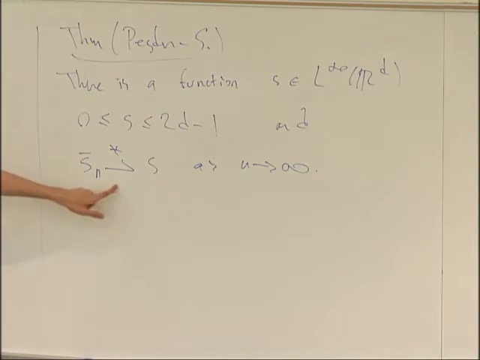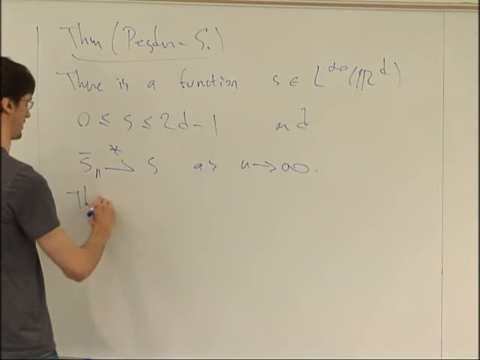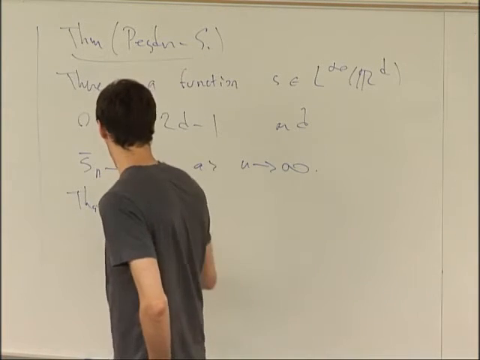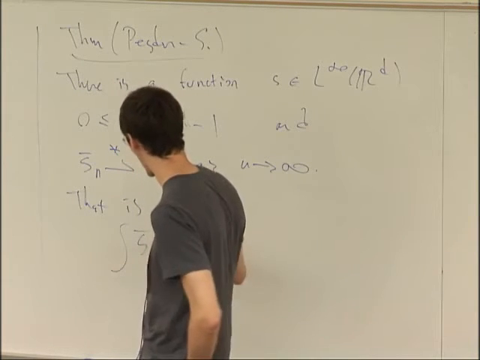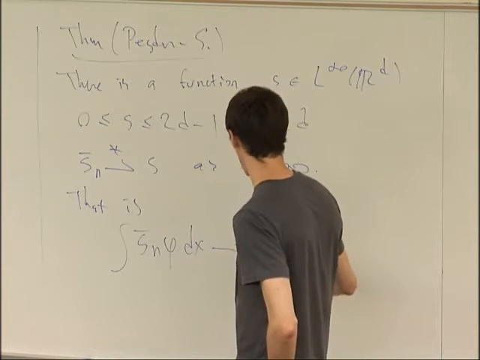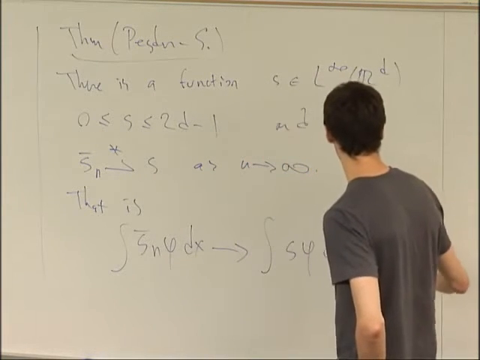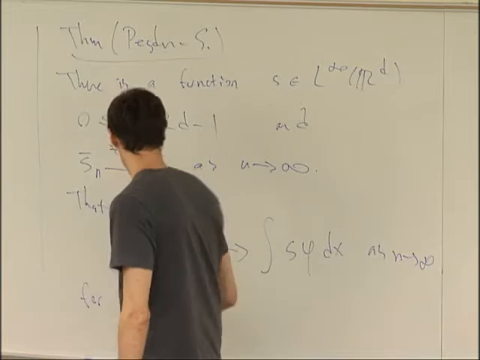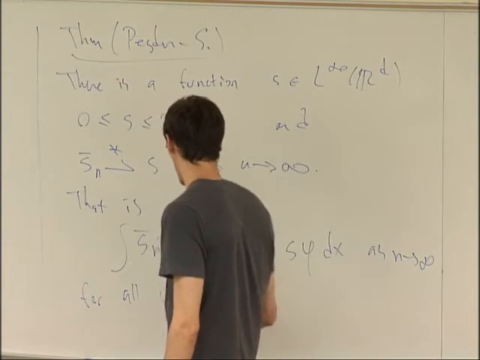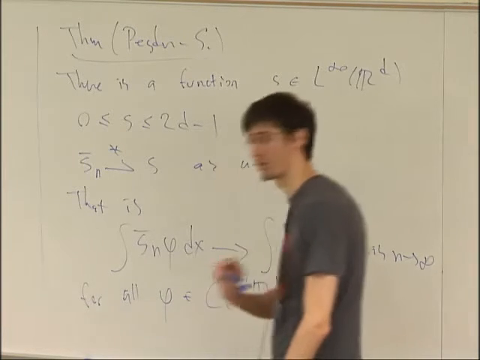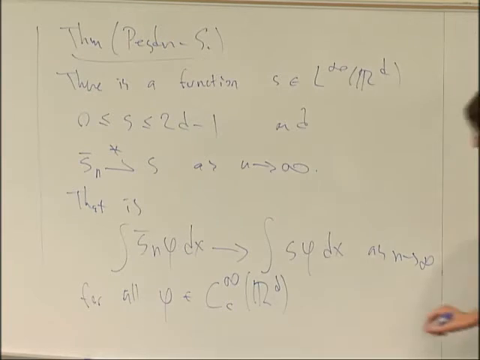Okay, so what the heck does this mean? What this means is, if I integrate against a test function, I get convergence. So the integral of S_n bar times some test function phi converges to the integral of s against that test function as n goes to infinity, for all test functions, so all continuous functions, or you could even just take smooth functions on R^d that have compact support.